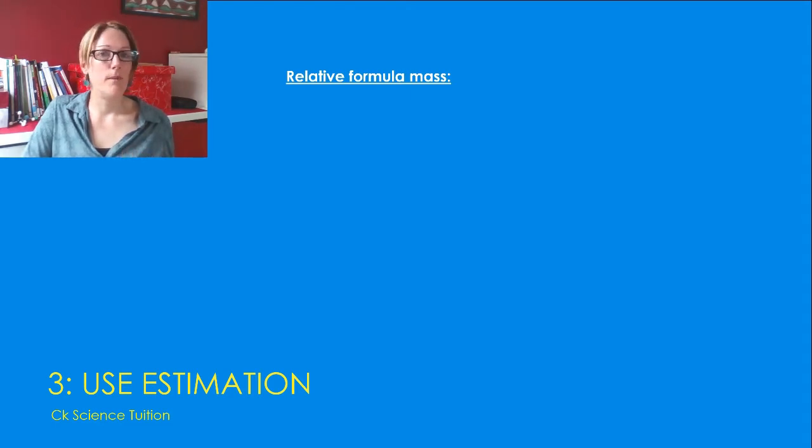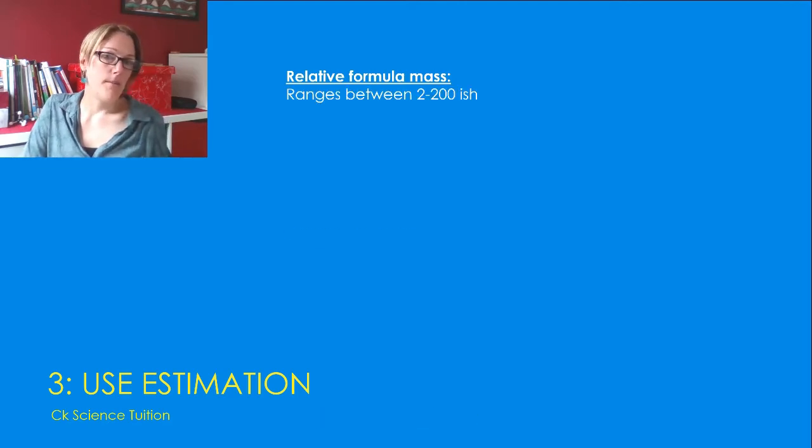So relative formula mass, you know that that comes from the periodic table. It's not going to be a number in standard form, it's not going to be a number any less than 2. So the absolute minimum of any mass you can have for an element or a compound is 2, H2. That's like the smallest mass we can have, and it might go up to about 200.